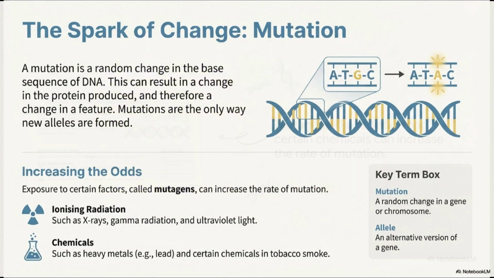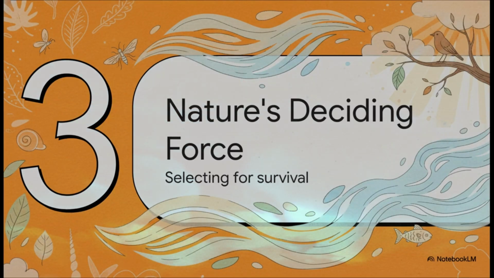And here's a key point. While the mutations themselves are random, the speed at which they happen can change. Things in the environment called mutagens, think stuff like ionizing radiation or even just too much UV from the sun, can actually increase the rate of these typos, so they can kind of speed up the process of creating new variation.